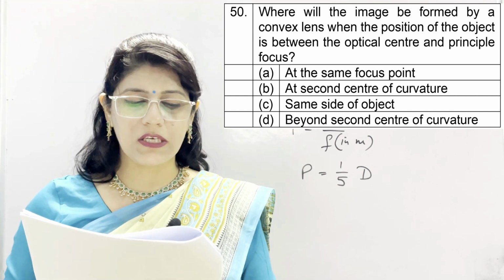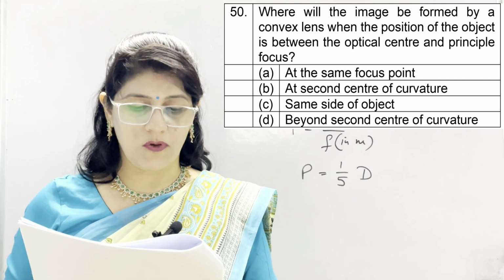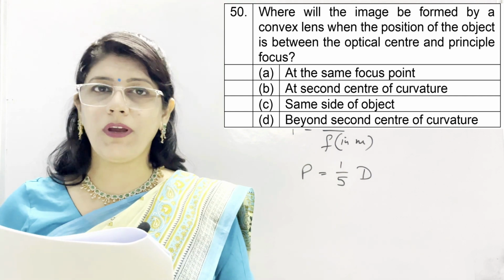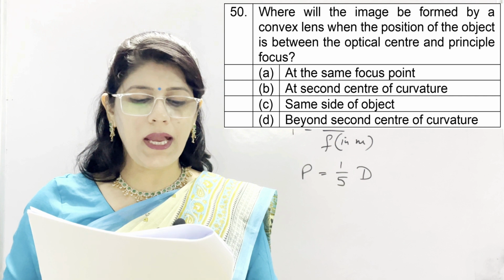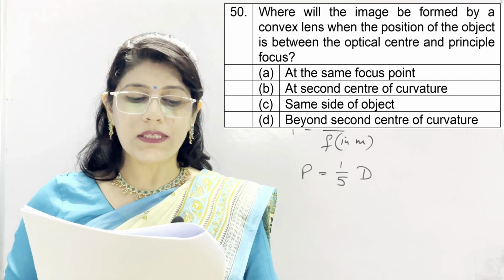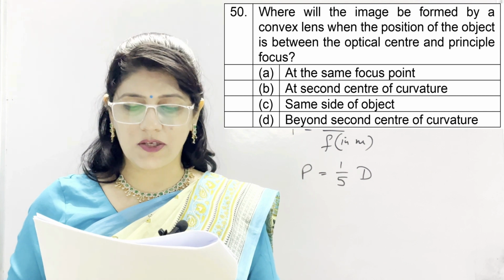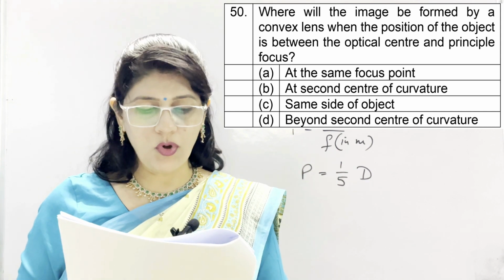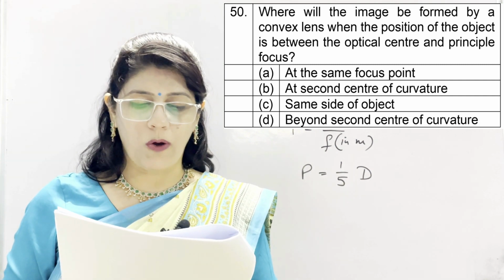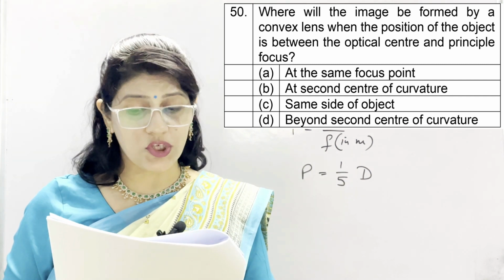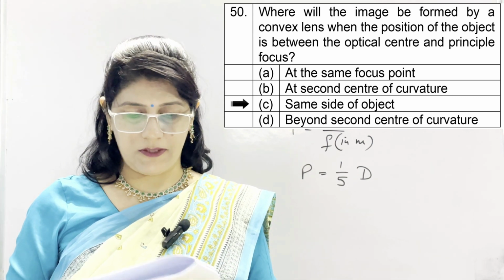In question number 50, where will the image be formed by a convex lens when the position of the object is in between optical center and principal focus? We know this is the last case of a convex lens. A option is at the same focus point, B at second center of curvature, C is same side of the object, and D is beyond second center of curvature. We know this is the last case and image is formed on the same side of the object, and nature of the image is virtual, erect and enlarged. So option number C is correct.